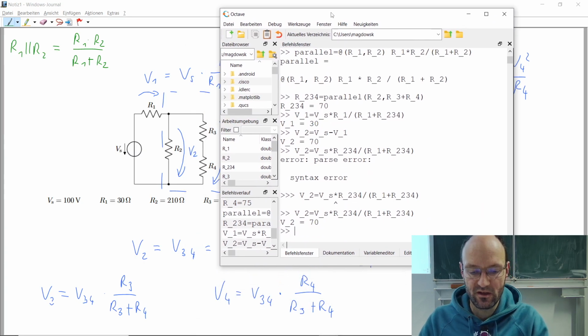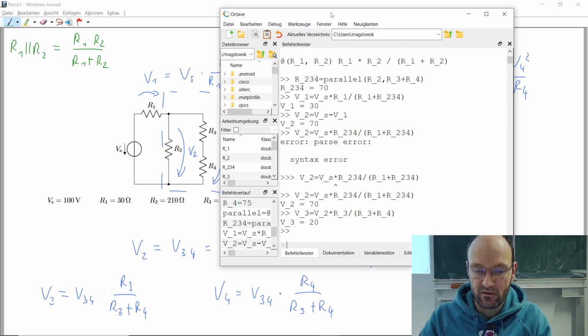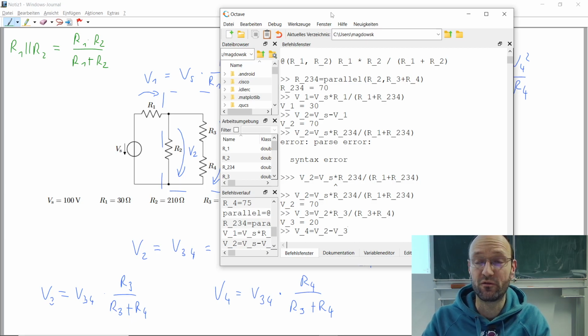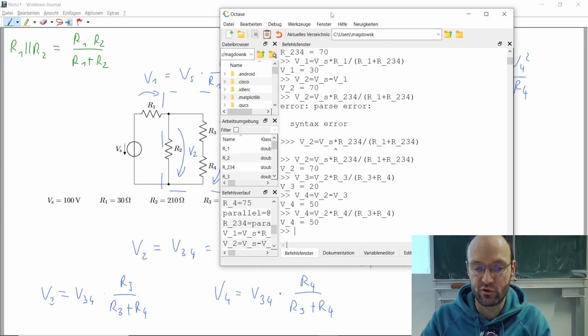Okay, and now we can calculate the remaining voltages. So V3 is V2, which is the same as V34, multiplied with R3 divided by R3 plus R4. And we get 20 volts, and then we could say, okay, V4, that should be once again the difference between V2 and V3. So from 70 and 20 we get 50. And we could also do it this way around, to say V4 is partial resistance divided by total resistance.